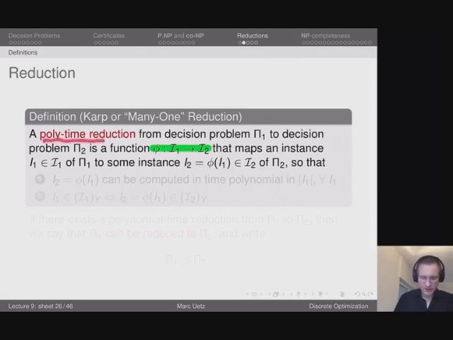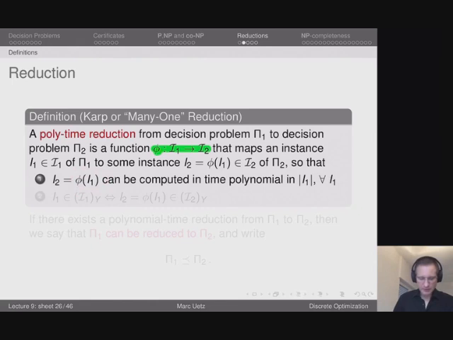We say we have a polynomial time reduction from a decision problem Π1 to a decision problem Π2 if we have such a mapping φ that maps instances from problem 1 to instances from problem 2. Okay, and it has to fulfill two properties. First of all, the mapping can be computed in time that is polynomial in the input size. So φ(I1), when I1 is an instance of problem 1, is an instance of problem 2, and that can be computed in time that is polynomial in the encoding length of instance 1.